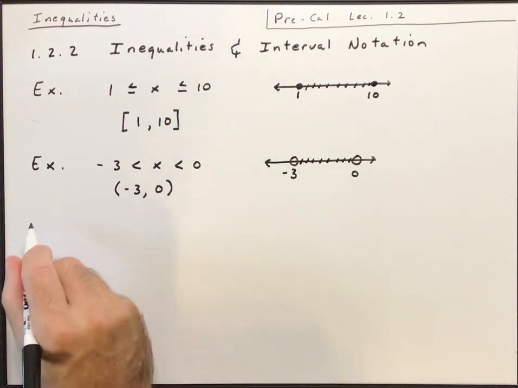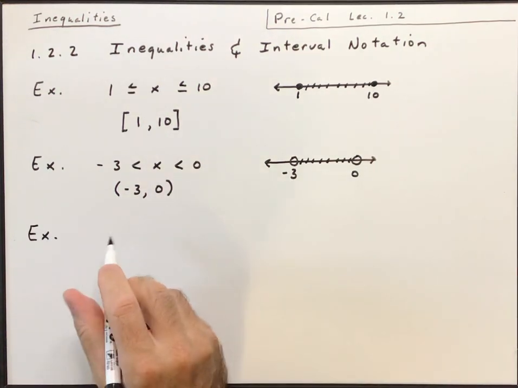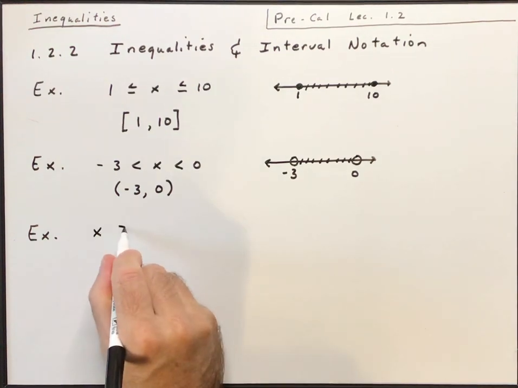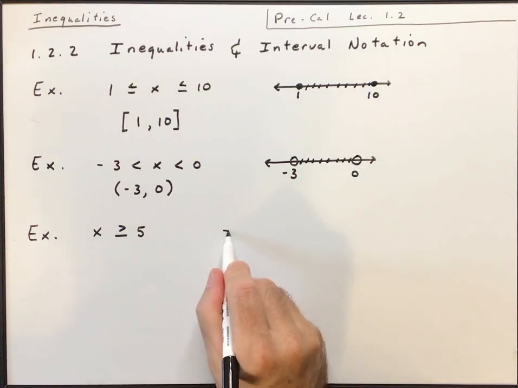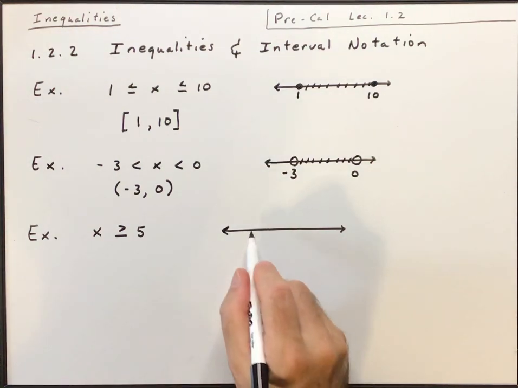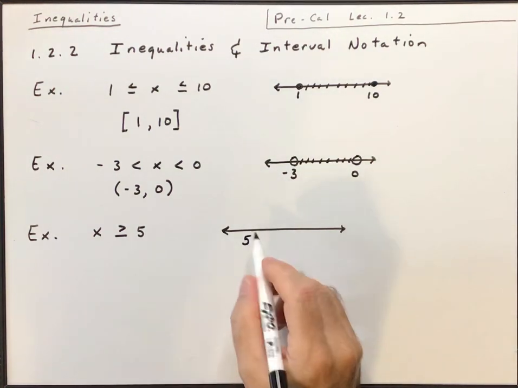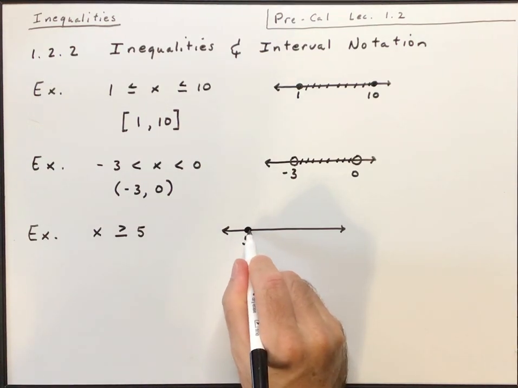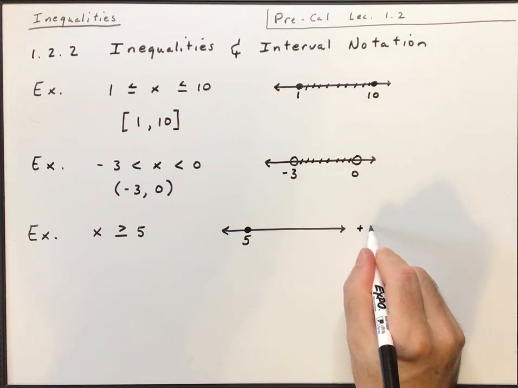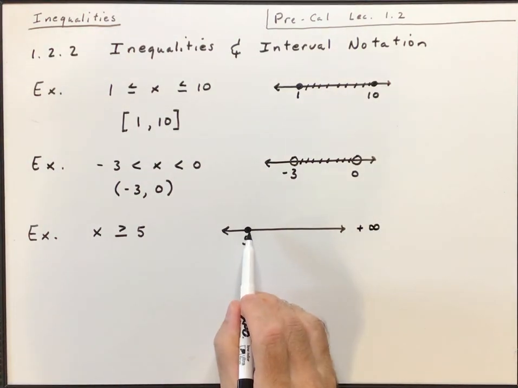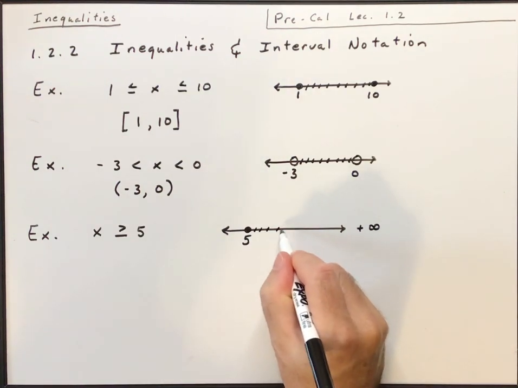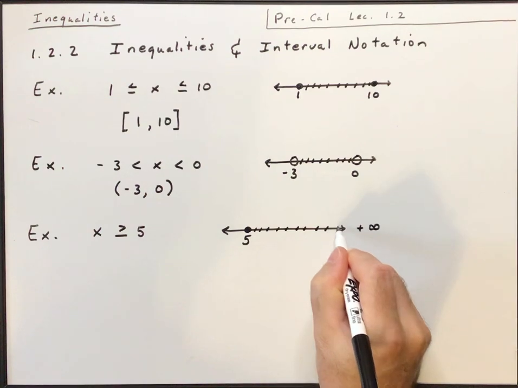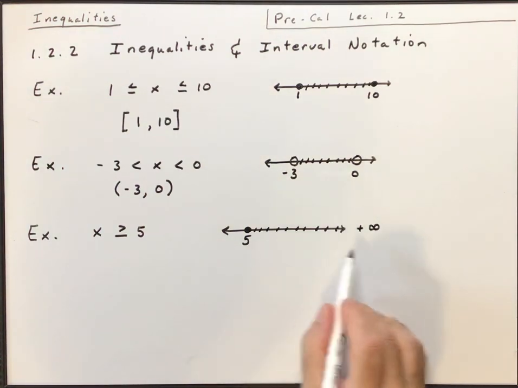All right, let's get a little tricky. How about x is greater than or equal to 5? So what that means is that on this interval, the smallest number is 5, because x is greater than or equal to 5. And since it can be equal, it's a closed circle. And we're going all the way, since x is greater, you go all the way to positive infinity. So that's how you would show it on a number line.